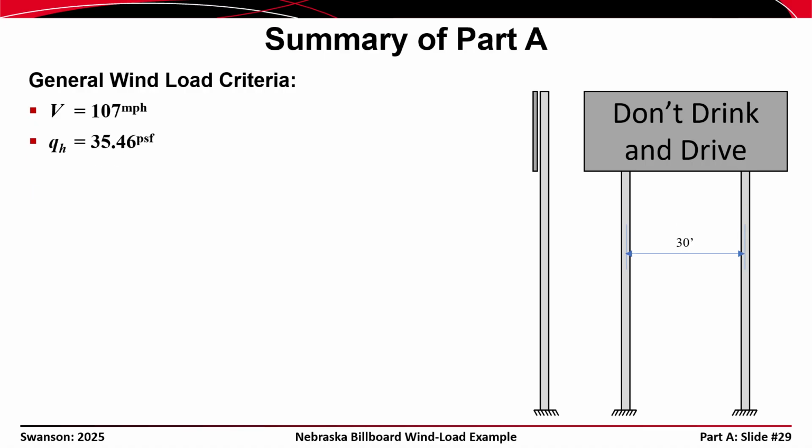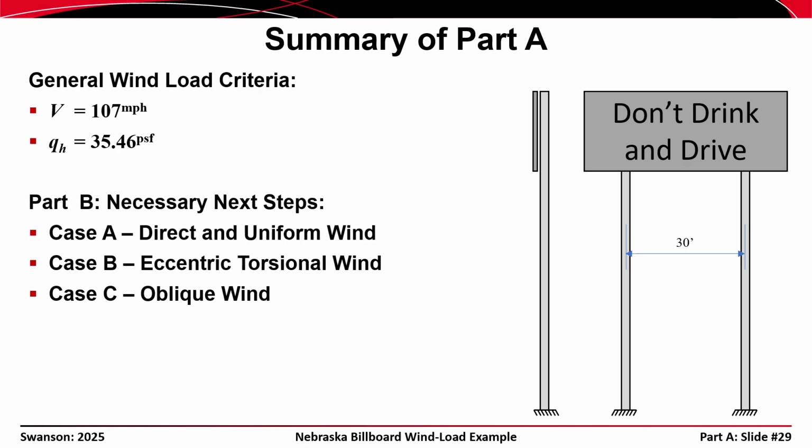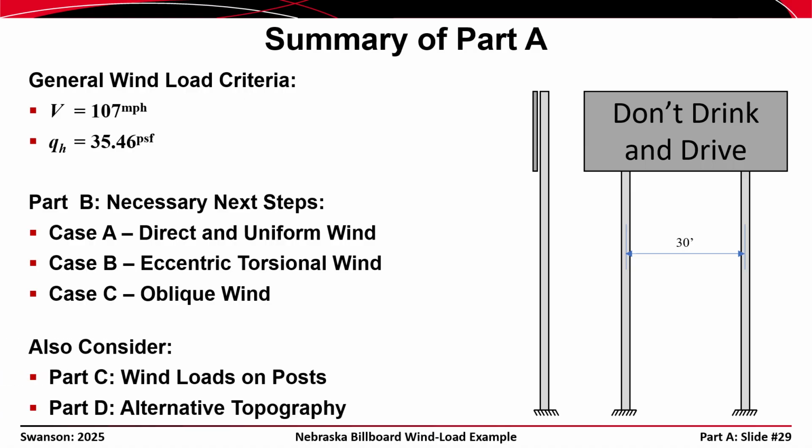That brings us to the end of Part A of this example, but there is still work to be done. In Part B, we will calculate the force coefficients and wind forces associated with the 3 wind cases that are required to be considered. Later, in Part C, we will address the wind loads acting directly on the posts, and in Part D, we will examine the effects of an alternate topography.